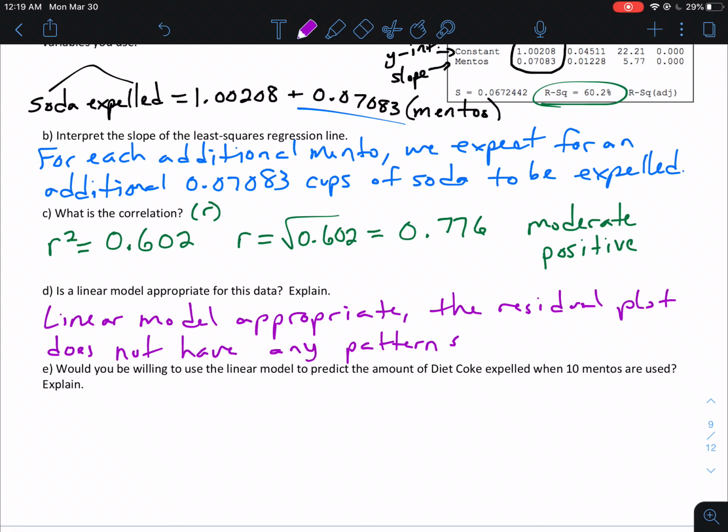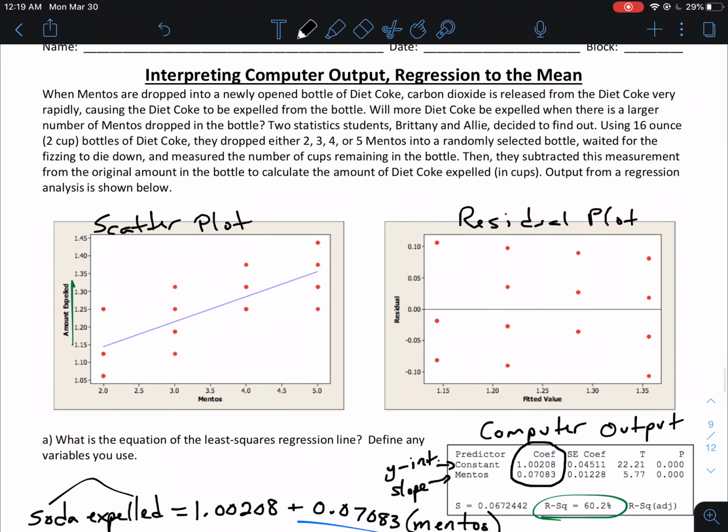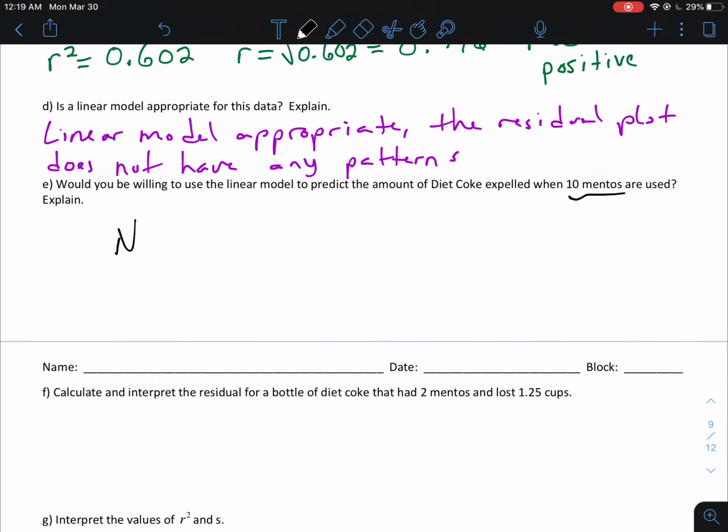Any patterns, cool. So then, would you be willing to use the linear model to predict the amount of Diet Coke expelled when 10 Mentos are used? Well, that's a lot of Mentos. So let's see. In our experiment, we only had anywhere from 2 up to 5 Mentos. So the answer to this is definitely no.